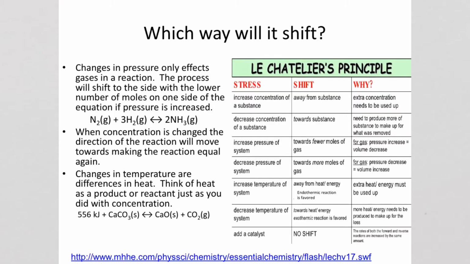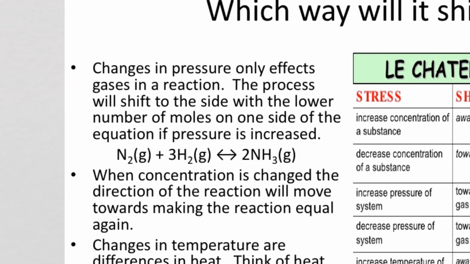So there's three different types of ways we can shift an equilibrium, although some of them are increases or decreases. So, changes in pressure. Now pressure only affects things that are going to be reactive or affected by pressure, and these are only gases. Okay, only gases. The process will shift to the side with the lower number of moles if the pressure is increased. So what this does is, when we think of pressure, that is an idea of how much force is carried over an area or volume.